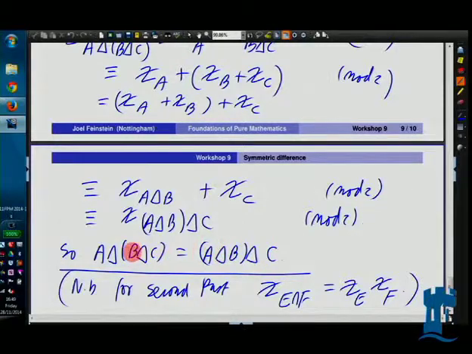If you want to know what this thing actually is, A triangle B is the set of things which are in exactly one of the two sets. A triangle B triangle C is the set of those things which are either in one of the three sets or in all three of the three sets. And generally, if you take a symmetric difference of lots of them, it's the set of elements which are in an odd number of the relevant sets, as long as you count it right. So it's either in exactly one of them, or exactly three of them, exactly five of them, or that sort of thing. So that's how it works.